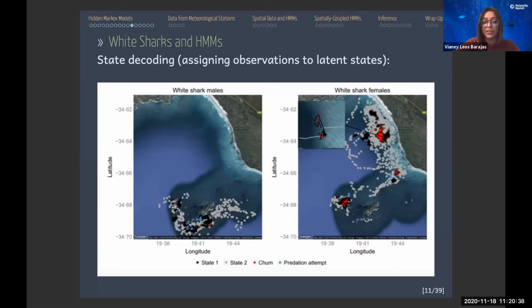So the big question for this analysis was, how are the chum boats affecting the movements of the white sharks in South Africa, in particular in this area? Everywhere you see red, that is where there are tourism boats and they're chumming the waters because they want to attract white sharks. And that's an avenue of revenue in that area.